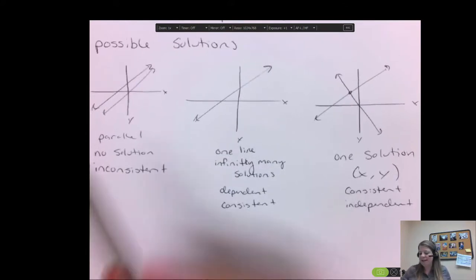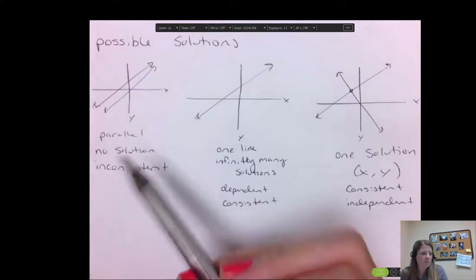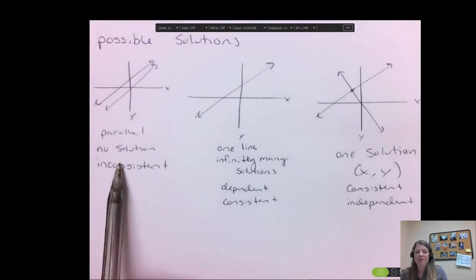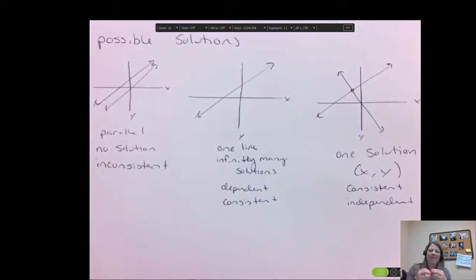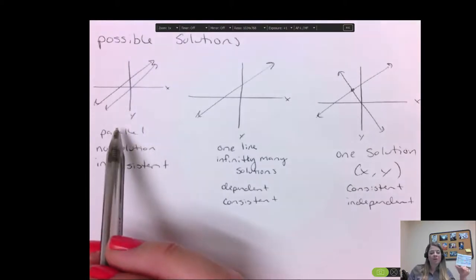So the first thing, if you think about 2 lines, they could be parallel. Although I should have used a ruler, mine don't look very parallel. If they are parallel, there is no solution because the solution is what they have in common. There's no points in common when they're parallel. So there'd be no solution.